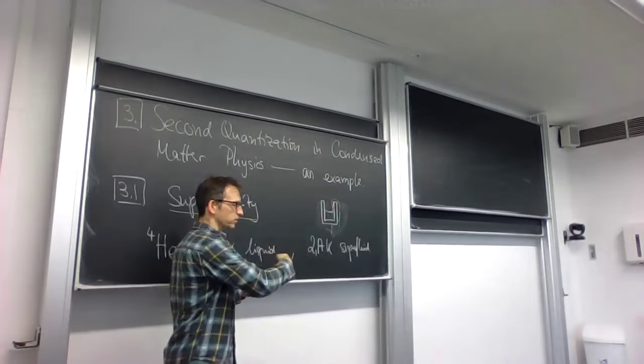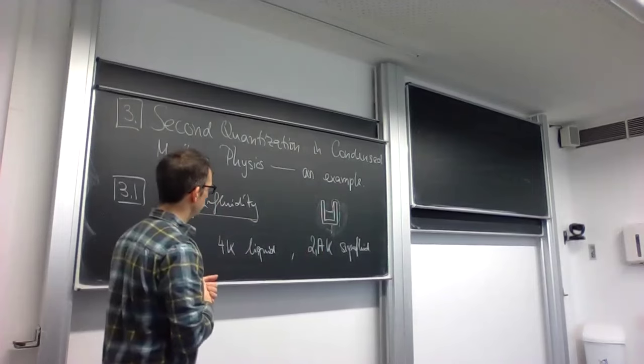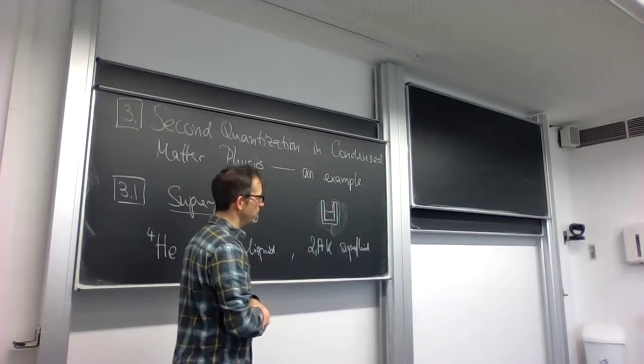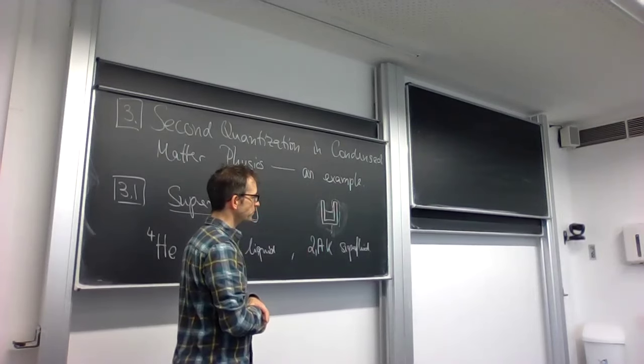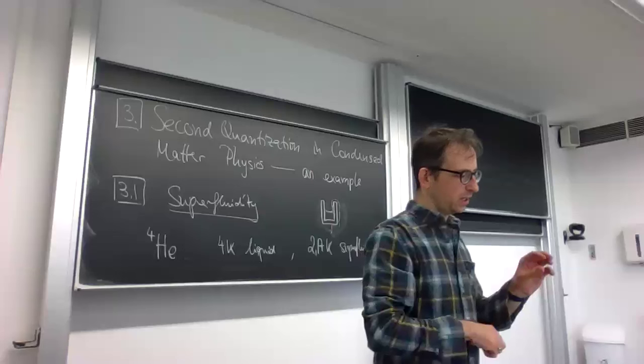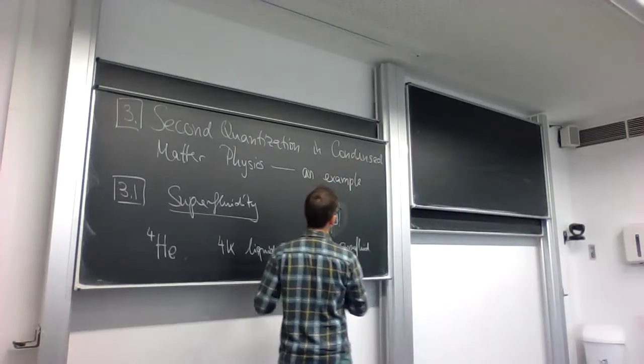So I have a system with some interactions to model this. What we'll do specifically is we will find a critical velocity for the fluid. So you have your fluid that flows.